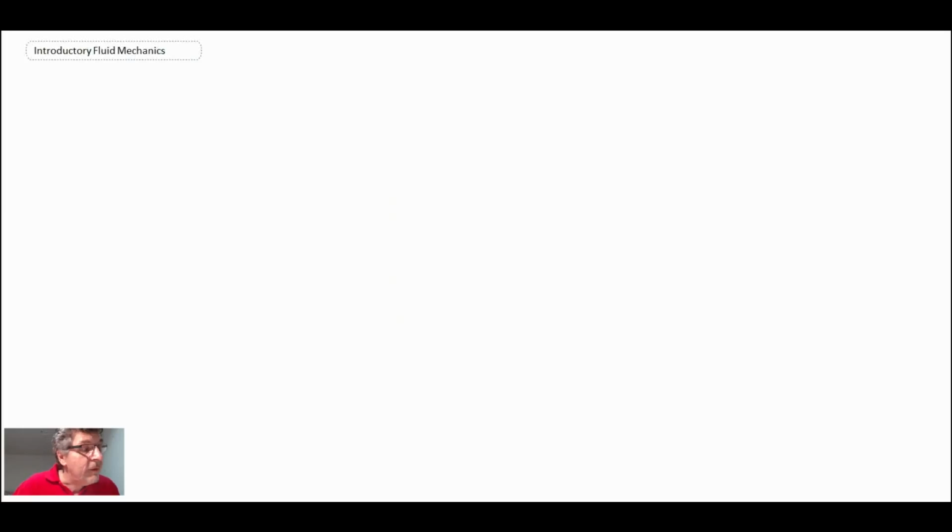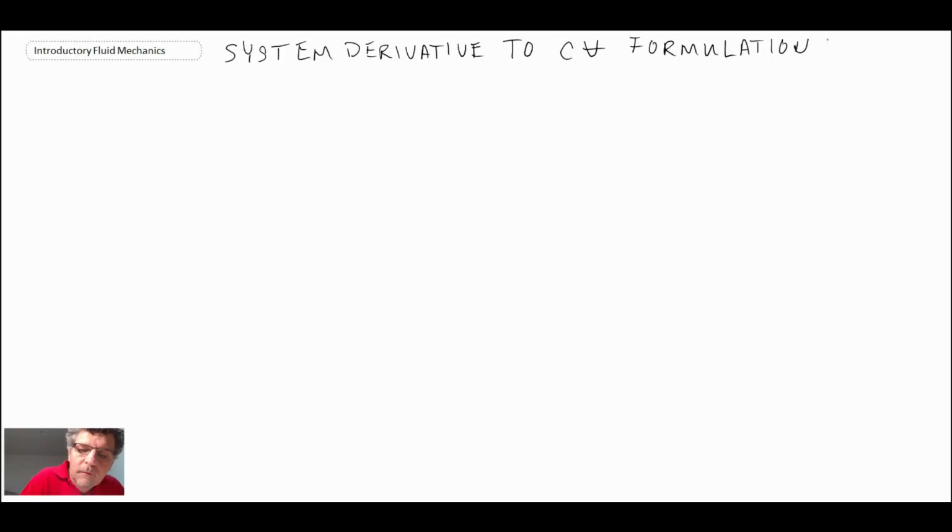Okay, in the last segment, what we did is we derived the equation that enables us to convert the system derivative to a control volume formulation, basically the time derivative. And we looked at deriving this for extensive or intensive properties expressed as being the extensive property. This is what the equation would be.